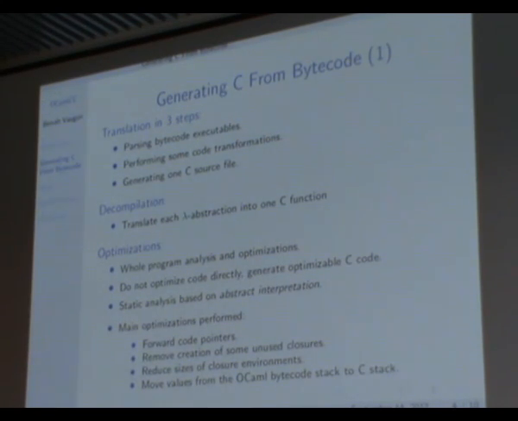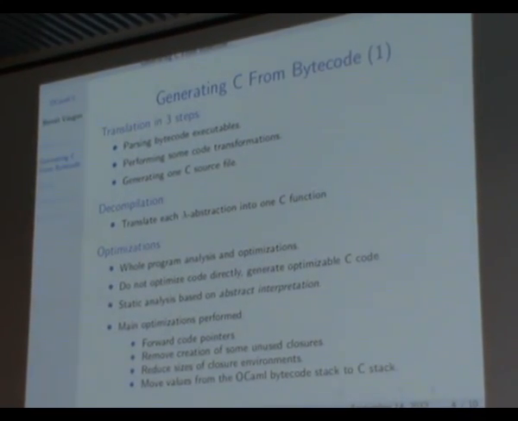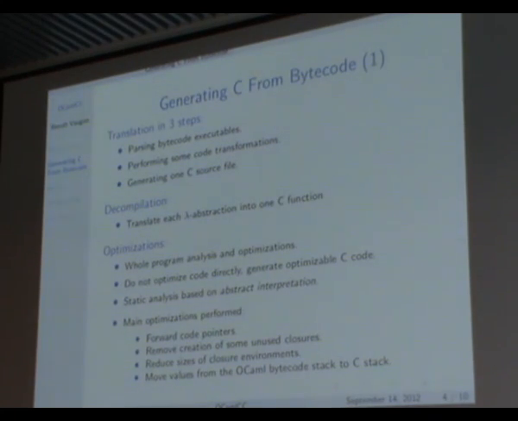So how can we generate C from bytecode? It's a translation in three steps; the first and last are not stressing. The second step starts with a kind of decompilation. We start by translating each lambda abstraction, each OCaml function, into one C function. The goal is to produce not exactly human-readable code, but C compiler readable code. So we perform lots of optimizations based on the whole program.